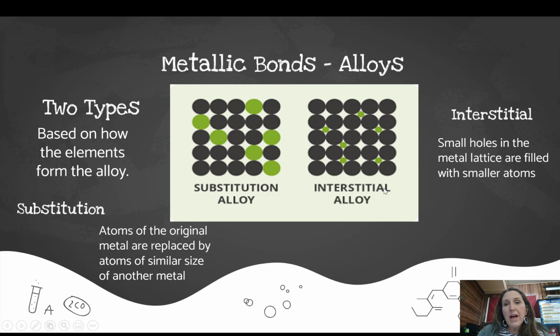An interstitial alloy is basically where you keep your all gray circles, but the new metal that you're mixing together is going to go in the spaces between the metal. But see how organized this is? This is very characteristic of a metal. All of these atoms are going to line up in a very organized way.